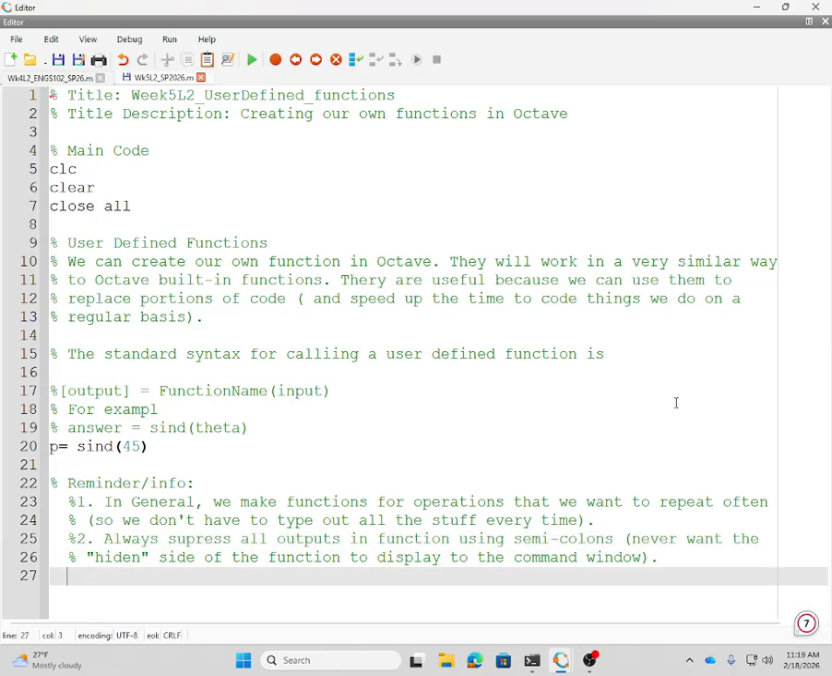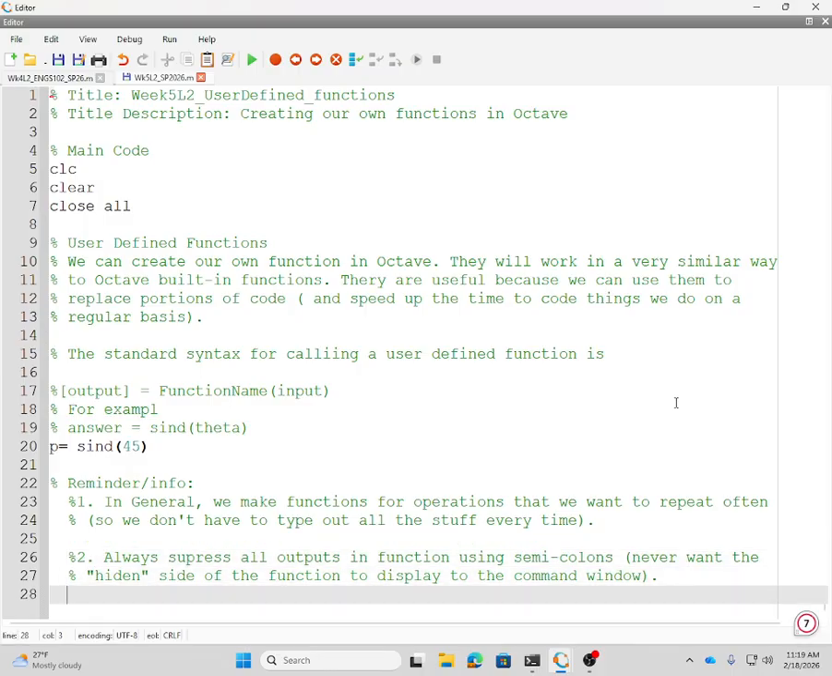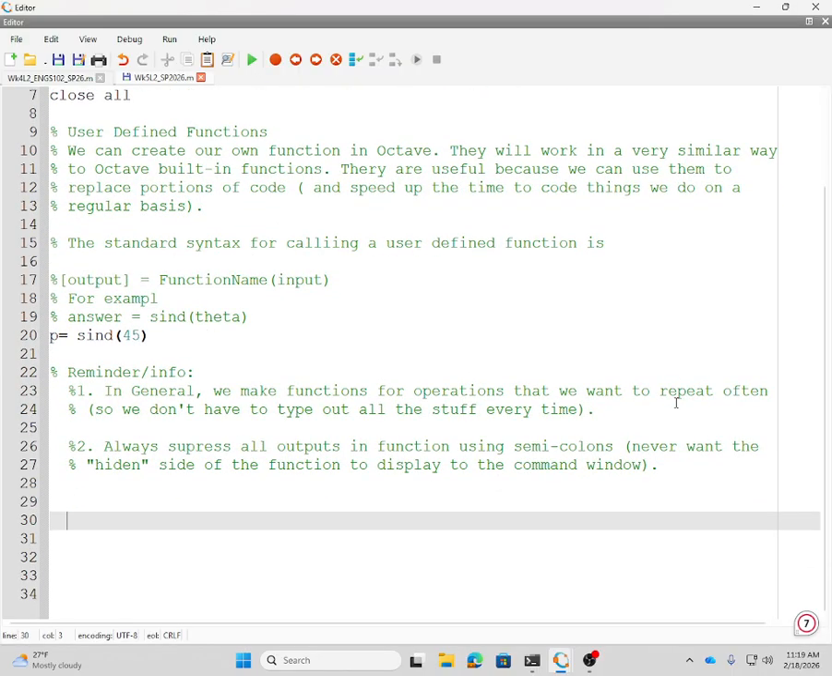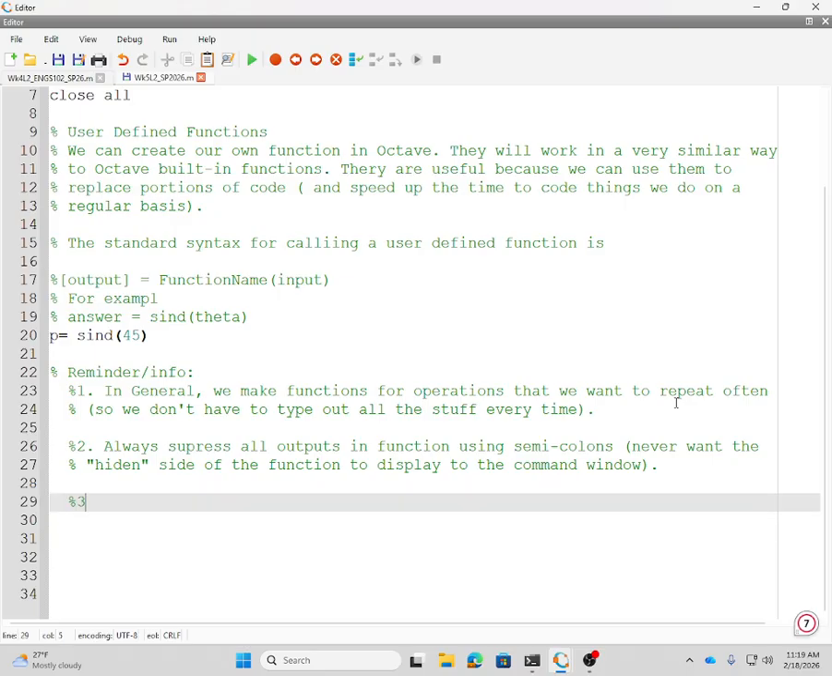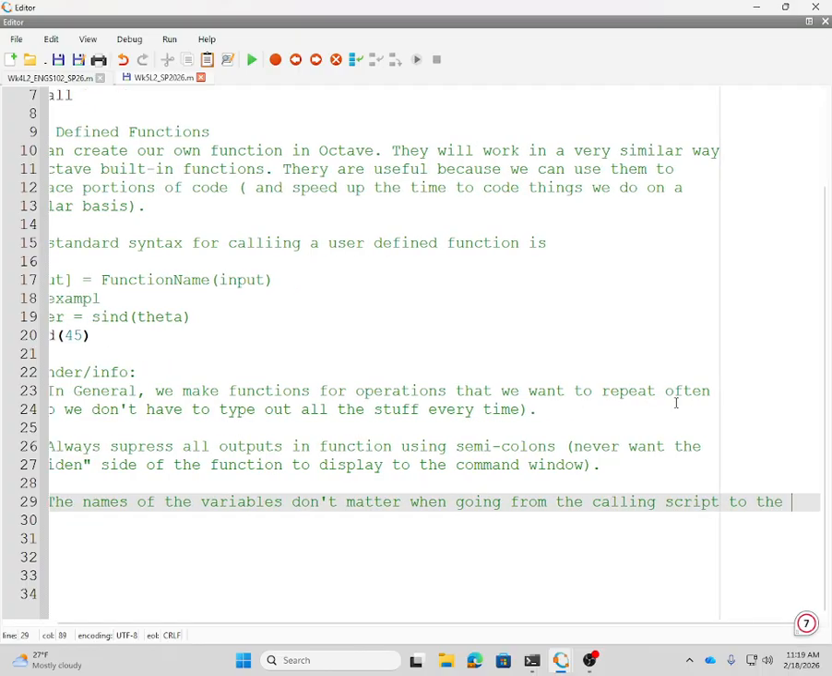This is point number 2. You may want to keep a space. And point number 3. The names of the variables don't matter when going from the calling script to the function.